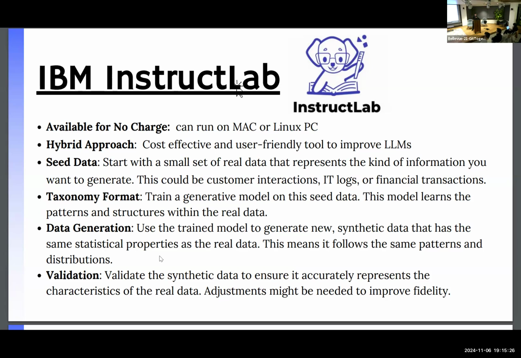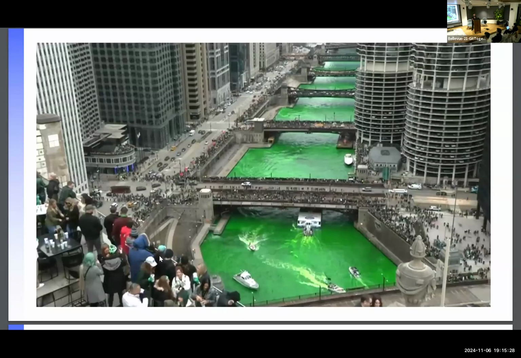So what I mean by synthetic generation is, if you don't have enough data, it's like trying to change the Chicago River green with 1 gallon of dye. Has anyone been to Chicago where they changed the river? One person has. I've never seen that, but I think it's crazy. So on St. Patrick's Day, Chicago changes the river color to green to celebrate that holiday.